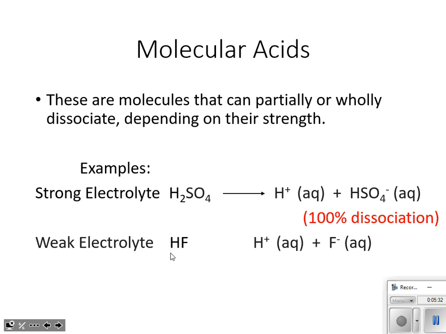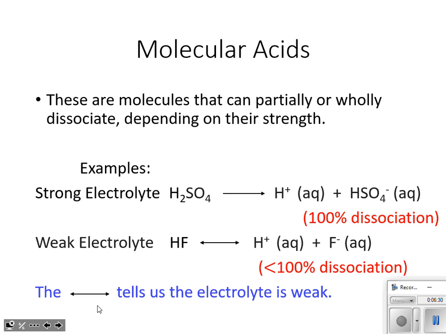A weak electrolyte, here is hydrofluoric acid. Hydrofluoric acid is a weak electrolyte. It's going to dissociate into hydrogen ions and fluoride ions. So when we have this weak electrolyte, we signify it by this double arrow here. For this lab, you'll see this is just a single arrow. That's a strong electrolyte, almost 100% dissociation. This double arrow means that we have less than 100% dissociation, so it's going to be a weak electrolyte. The single arrow represents a strong electrolyte where we have almost 100% dissociation. Once again, the double arrow tells us that this electrolyte is a weak electrolyte.